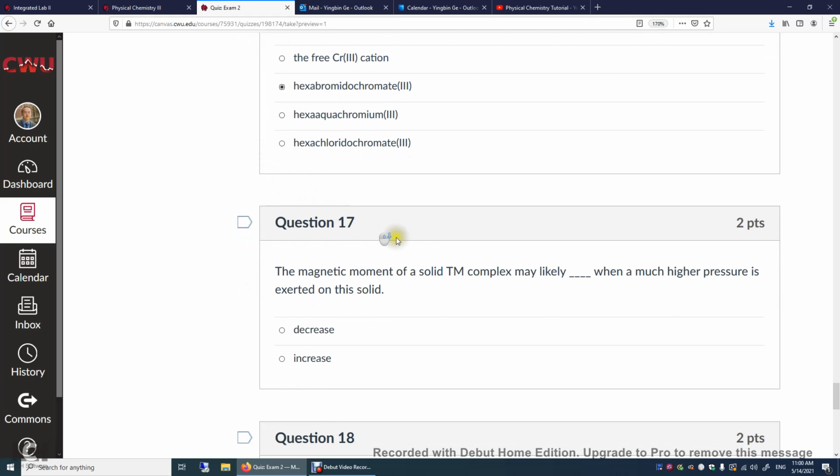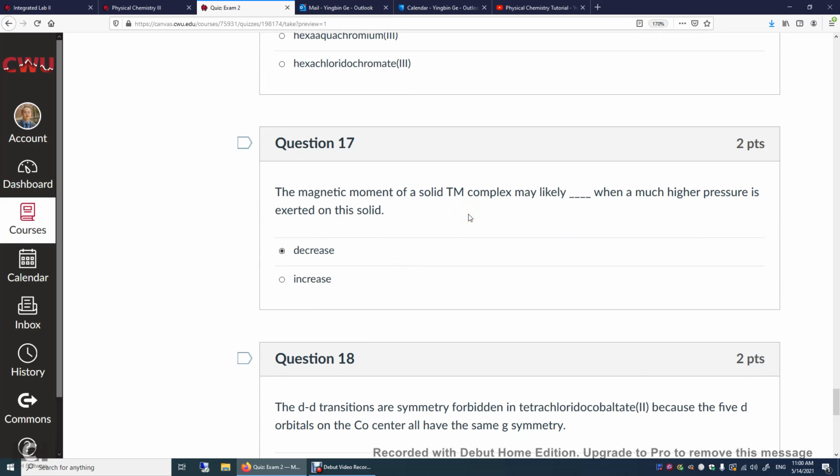The magnetic moment of a solid transition metal complex may likely decrease when a much higher pressure is exerted on the solid. This is because the high spin cases have a larger volume than the low spin cases. If all other conditions are the same, when you have a high spin case, more d orbitals are occupied. When you have a low spin case, fewer d orbitals are occupied.